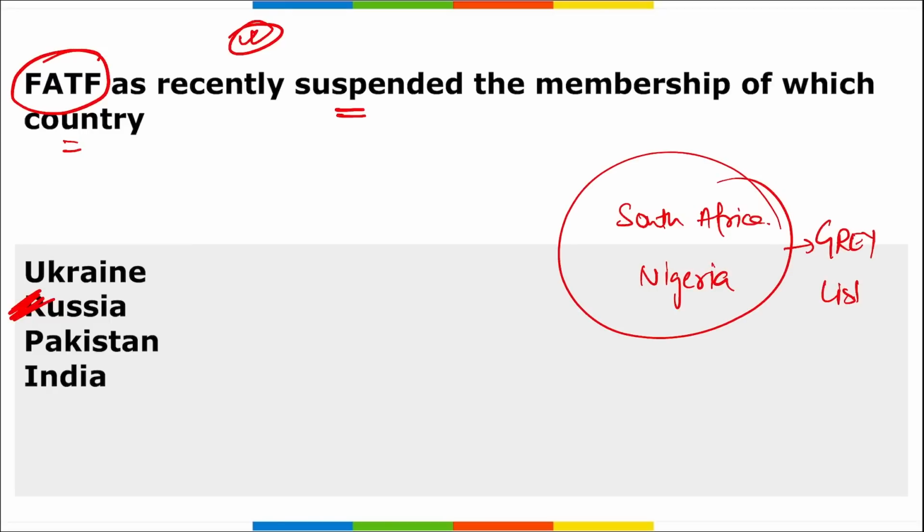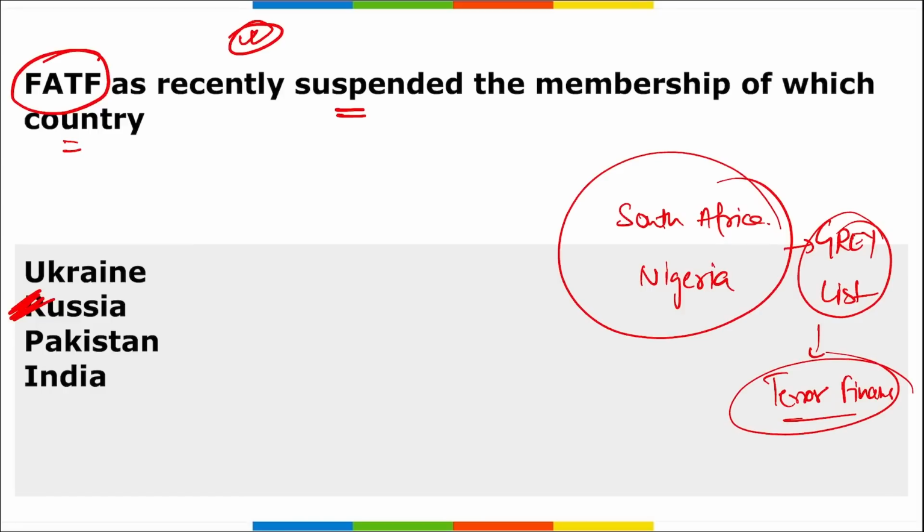Now, what is this grey list? The grey list is released by FATF only, and this grey list tells about terror financing. That means the countries that are placed into the grey list of FATF, it signifies that these countries are failing to combat money laundering and are financing terrorism, be it in any part of the world. They are sending money to the terrorists so that they can increase terrorism.